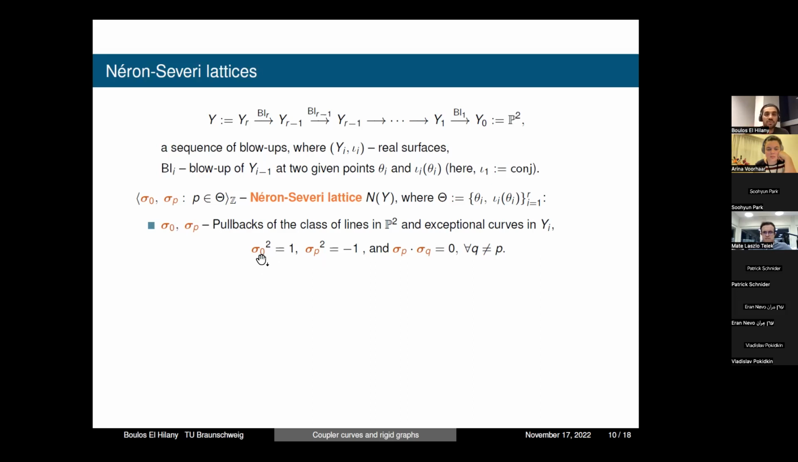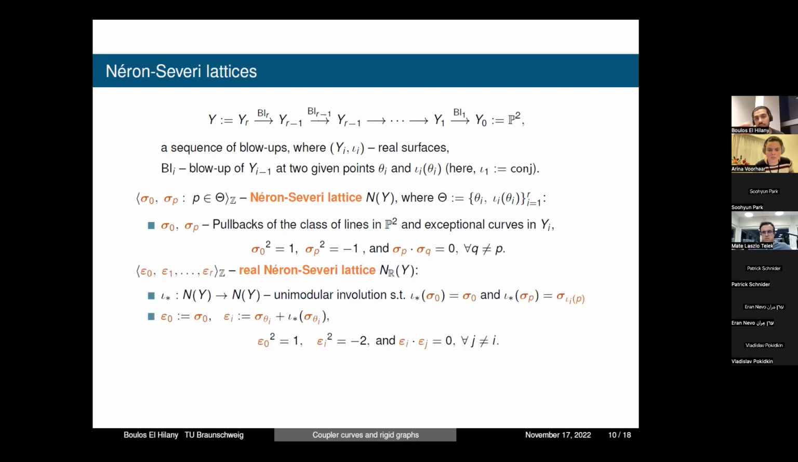So sigma 0 squared equals 1, because two generic lines always intersect in one point. Sigma p squared equals -1, because if I blow up the point, I get a line. This is an exceptional divisor. It has self-intersection -1, and no two exceptional divisors can intersect, including sigma 0. So I have sigma p times sigma q equal to 0. It's just a certain way to encode an algebraic procedure.